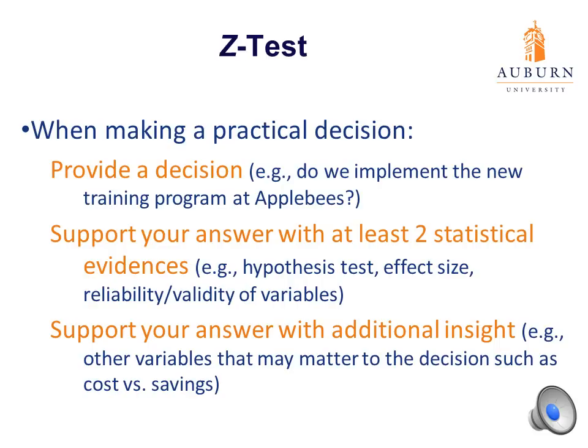And so in your argument, you need to support your answer with at least two statistical evidences. So in other words, you can talk about your hypothesis test, you can talk about your effect size, or you can talk about the reliability and validity of your variables. So two of those three would be just fine. Now when you talk about them, don't just say that our variable was reliable. That doesn't really tell me that you know what reliable means. So make sure you explain why you think or don't think the variable is reliable.